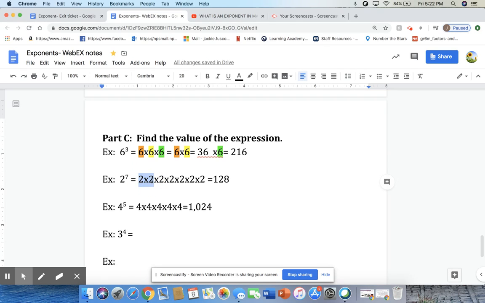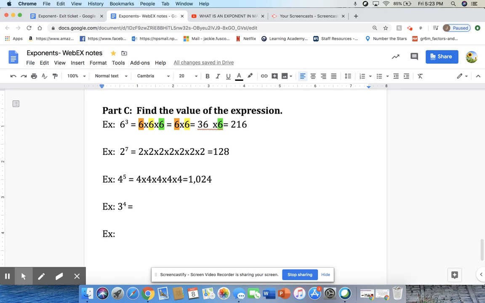So 2 times 2 is 4. Then times another 2, 4 times 2 is 8. Times another 2, 8 times 2 is 16. Times another 2, 16 times 2 is 32. 32 times 2 is 64. And now 64 times 2, my last 2, is going to give me 128. So if you did that on paper or whether you use a calculator, you should get the same answer.